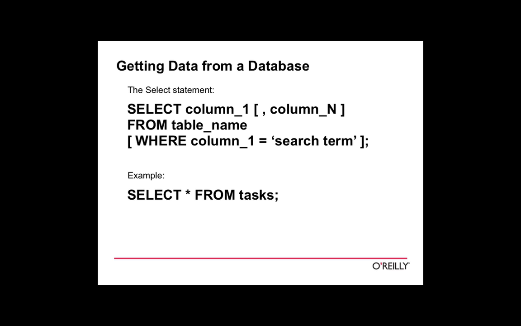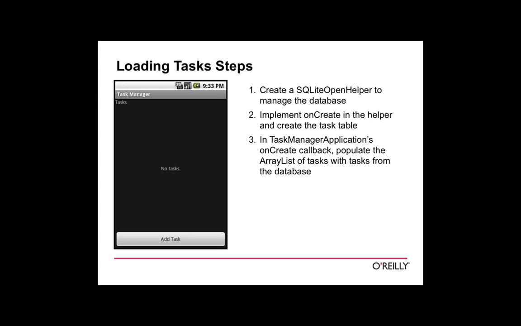Okay, so let's get into some code. What we're going to do is go through these steps. We're going to create a SQLite Open Helper to manage the database, or help us manage the database. Then we will implement the onCreate callback inside that helper, and that's where we will create the task table. And then inside the Task Manager application's onCreate callback is where we will populate the array list that we already use to hold all the tasks that we have. So I'm going to switch over to Eclipse.